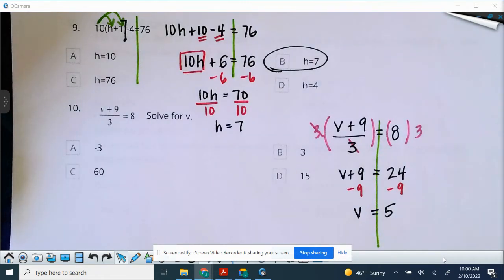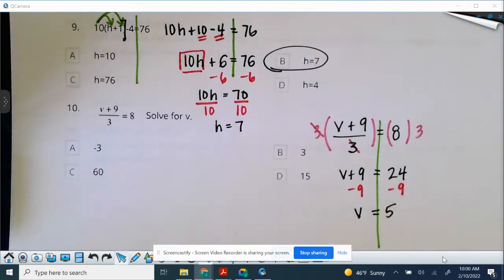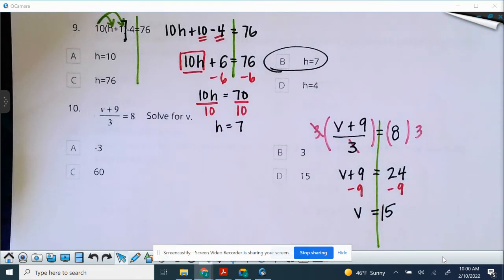And that's not right. What happened? Does anybody see my mistake? Or is this a bonus quizzes problem? It is 15. Phew. 15. Not 5. Not enough caffeine. I haven't been awake long enough.